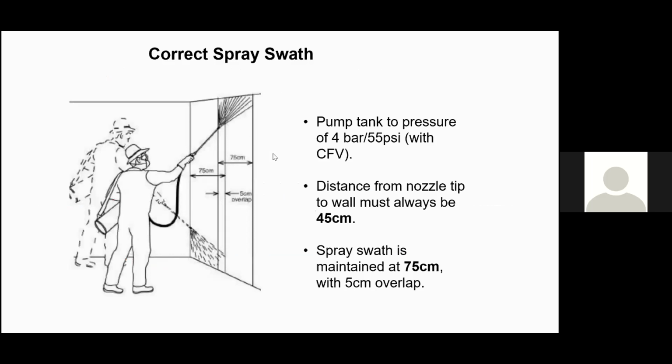For the correct spray swath, the pump tank pressure should be 4 bar or 55 psi, actually 58, with CFV, and the distance from the nozzle has to be kept at 45 centimeter from the wall. If these two criteria are maintained, then there will be a spray swath of 75 centimeter with 5 centimeter overlap.